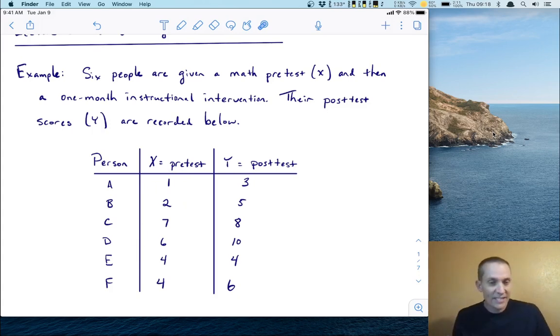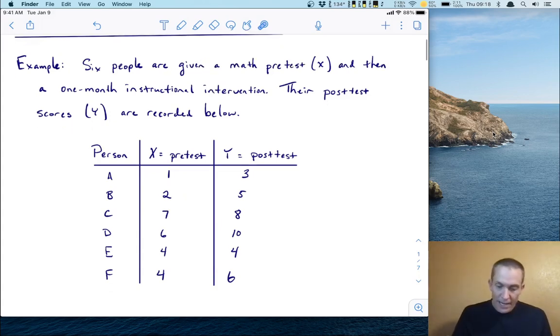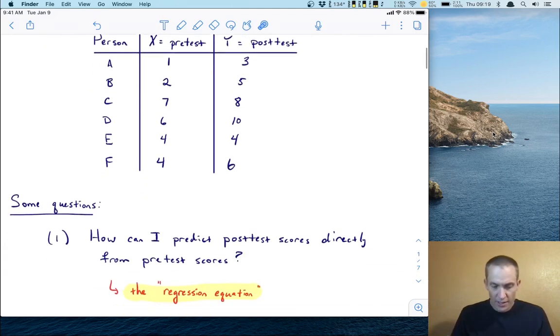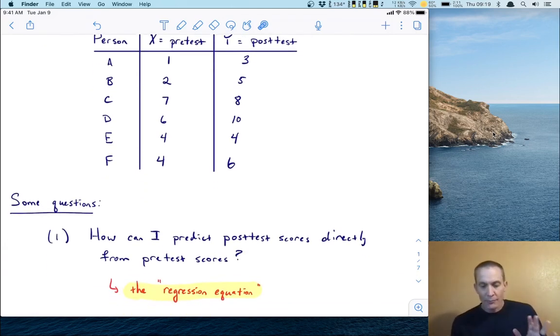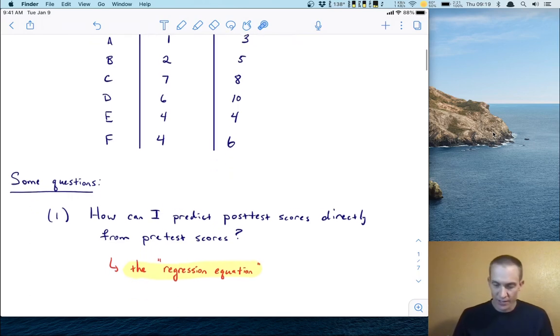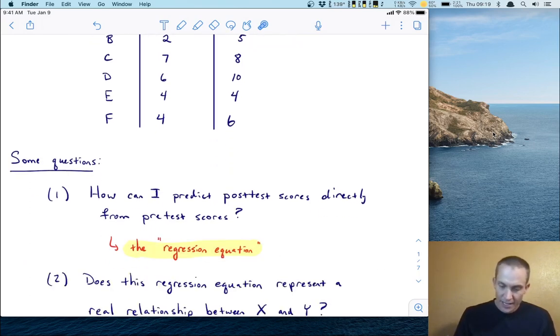These are on a scale of 1 to 10, and the associated post-test scores. Now, what do we want to know about these data? Well, there are a few questions we can ask. First, how can I predict the post-test scores directly from the pretest scores? This is going to involve something called a regression equation. I want to figure out how I can use their pretest score to predict what their post-test score will be after this intervention.